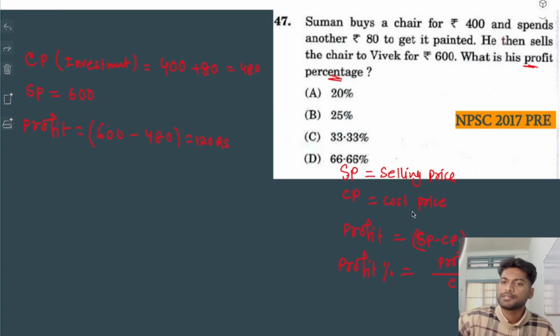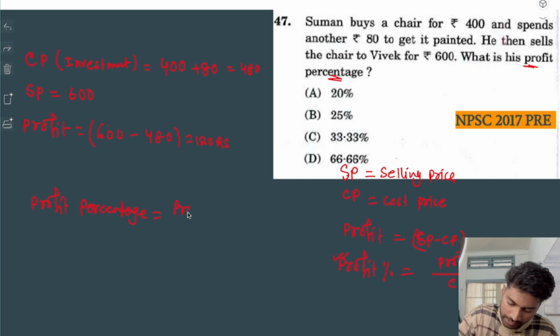So the profit percentage formula I have written. Profit percentage means profit by CP into 100. So what is your profit? Profit is your 120, CP 480, into 100. So this is 4 times, 4 cuts with 25. So your answer is 25%.